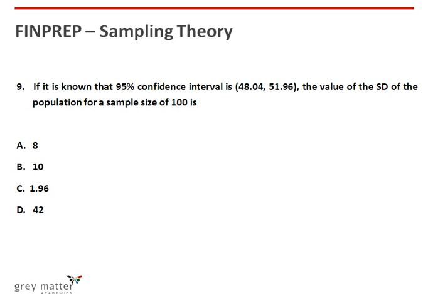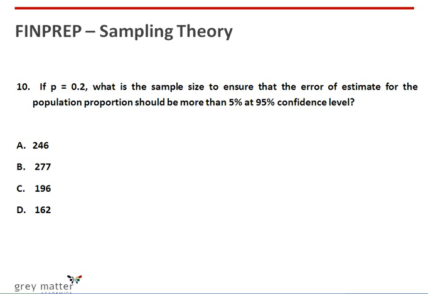Going to our PowerPoint presentation, it is option B, which says the standard deviation of the population is 10. Tenth problem: if the probability P is 0.2, what is the sample size to ensure that the error of estimate for the population proportion should not be more than 5% at a 95% confidence level?